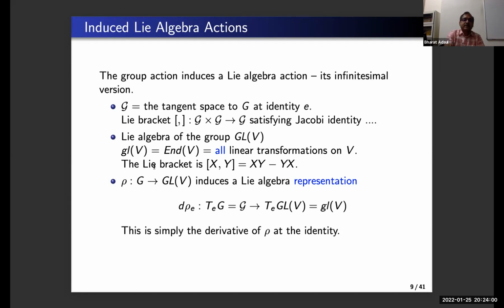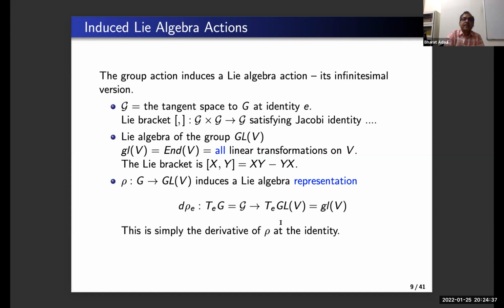Given a linear action of G on a vector space V, so given this representation rho, I can differentiate this representation at the identity element, and I get a Lie algebra representation. This derivative of rho at the identity element is a map from the tangent space to G at e to the tangent space to GL(V) at e, so I get a linear map from the Lie algebra of G to the Lie algebra of GL(V).